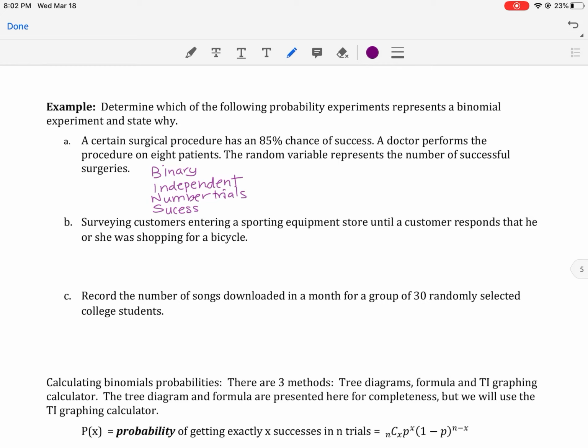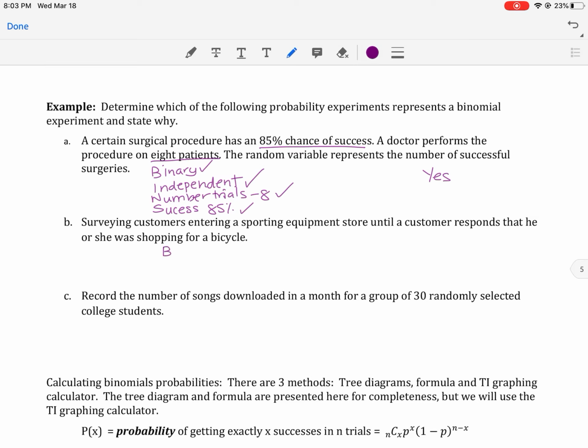So, a surgical procedure has an 85% chance of success. The doctor performs it on 8 patients. The random variable represents the number of successful surgeries. So binary means, hey, it's either a successful surgery or it is not, right? Independent, just because one person has a successful surgery does not mean the next person will not, or vice versa, right? So yes, each trial is independent. A set number of trials, right? We've got 8 trials, so that looks good. And then a set kind of percent success, which is 85%, so that looks good. All right, so does that meet the conditions? The answer is yes. It does meet the conditions.